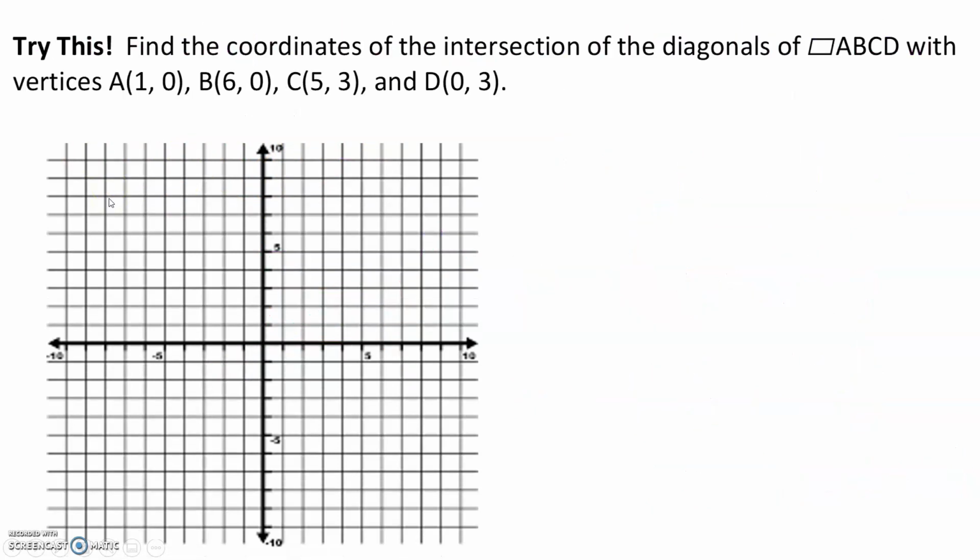Now it's your turn to try. Find the coordinates of the intersection of the diagonals for parallelogram ABCD with vertices at 1, 0, 6, 0, 5, 3, and 0, 3. Start by graphing it. Use the midpoint formula to find the intersection of the diagonals and then test it by drawing the diagonals and verifying. Pause the video and give it a try.